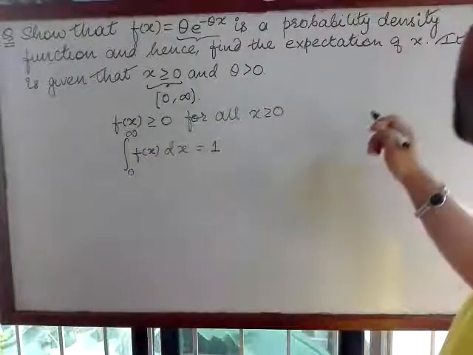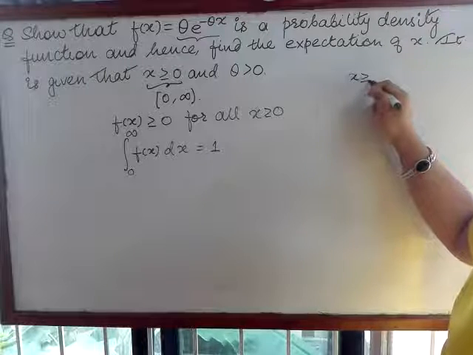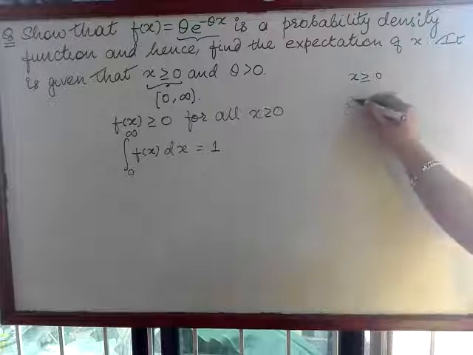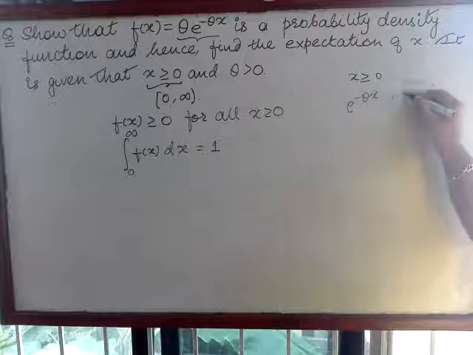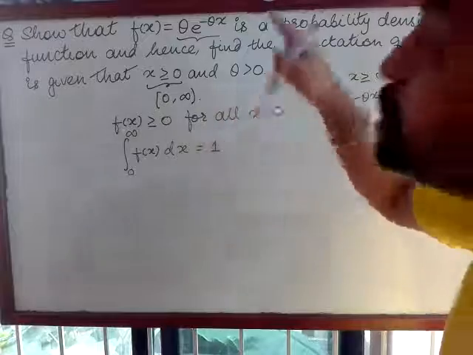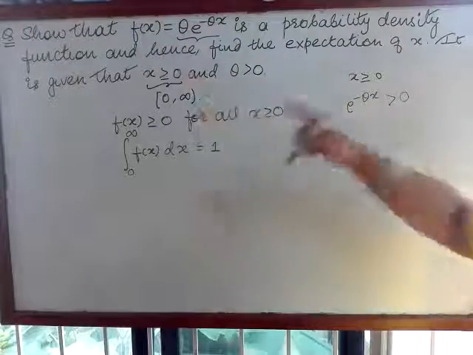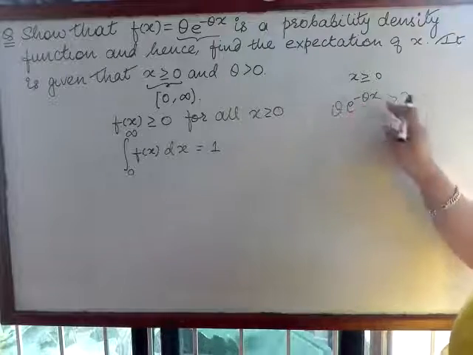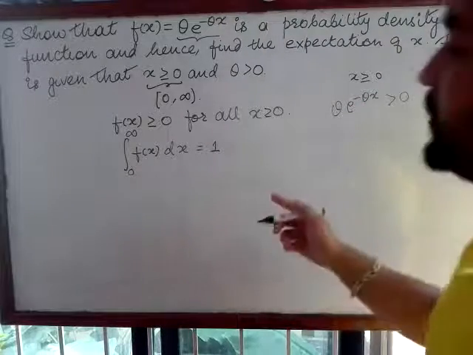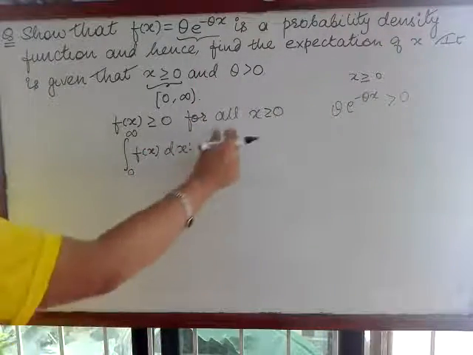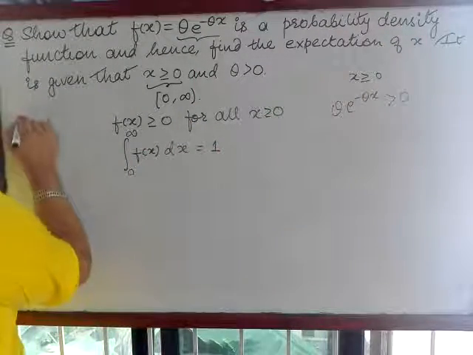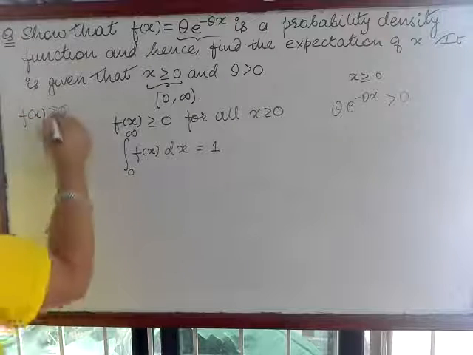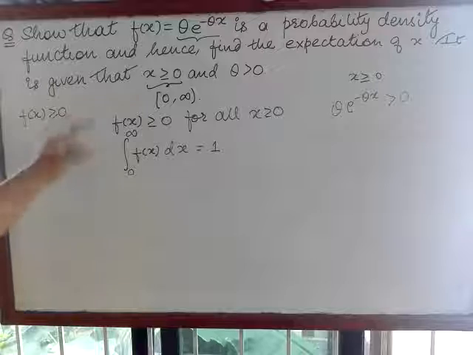Now let's see. Take any x greater than or equal to 0. Then e to the power minus theta x is always positive. Now theta is given to be positive, so theta times a positive quantity is again positive. So for all x greater than or equal to 0, we have f(x) strictly greater than 0, which simply means it's greater than or equal to 0. Okay, this part is done.